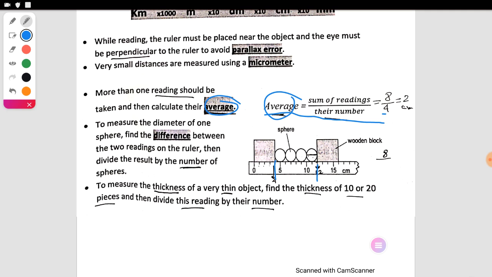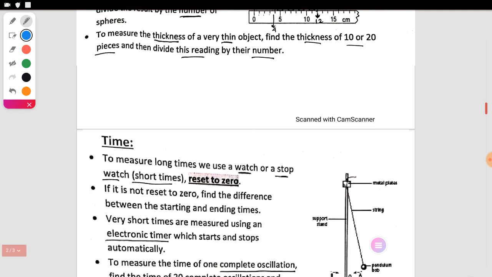To measure the diameter of a sphere, find the difference between two readings on the ruler, then divide the result by the number of spheres. To measure the thickness of a very thin object, find the thickness of 10 or 20 pieces, then divide this reading by their number. Why? To obtain the average value.